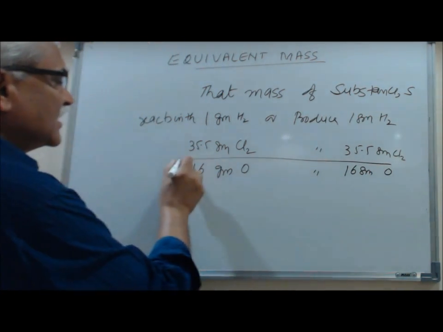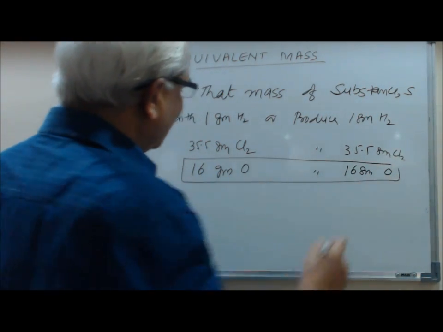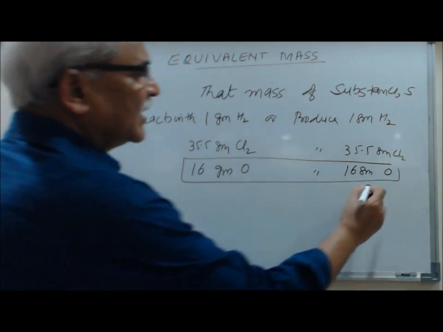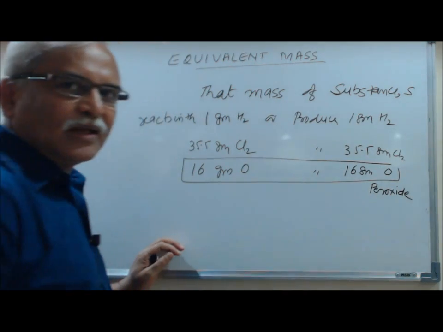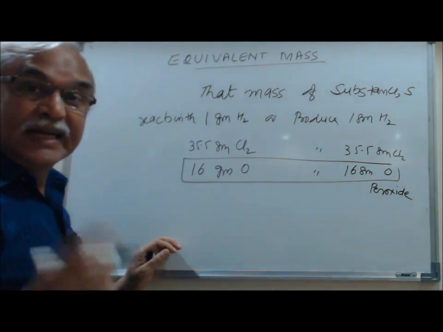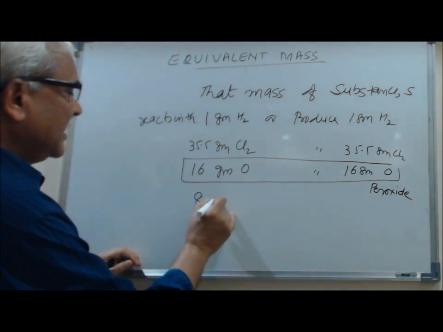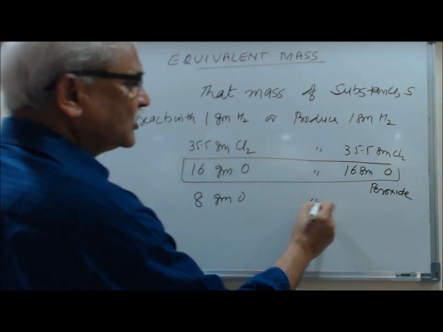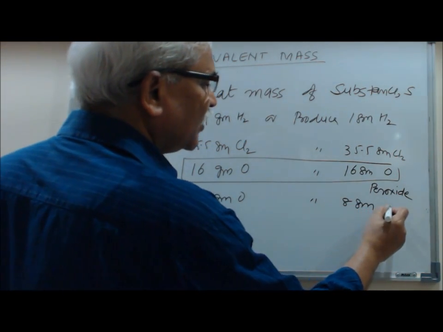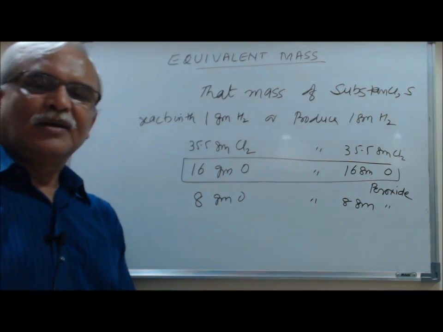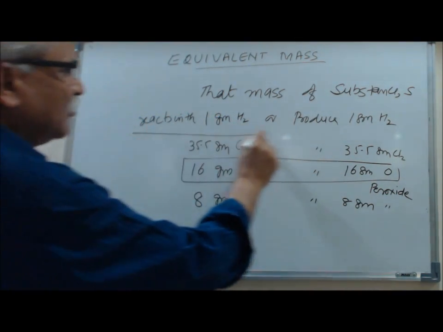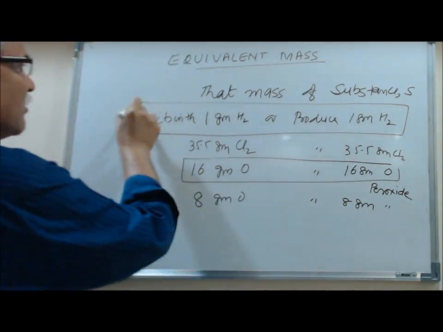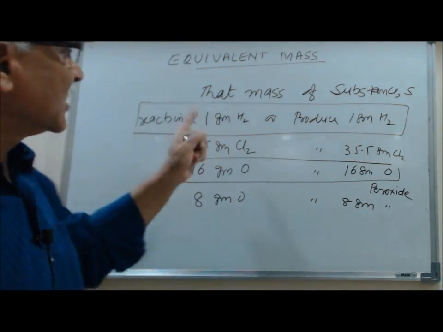But in this case the product must be a peroxide. Mostly it is an oxide. In case of an oxide, it must be 8 gram oxygen to produce 8 gram oxide. At the moment we shall not consider these, although they are important. At the moment we say it is that mass of substance which reacts with 1 gram hydrogen.